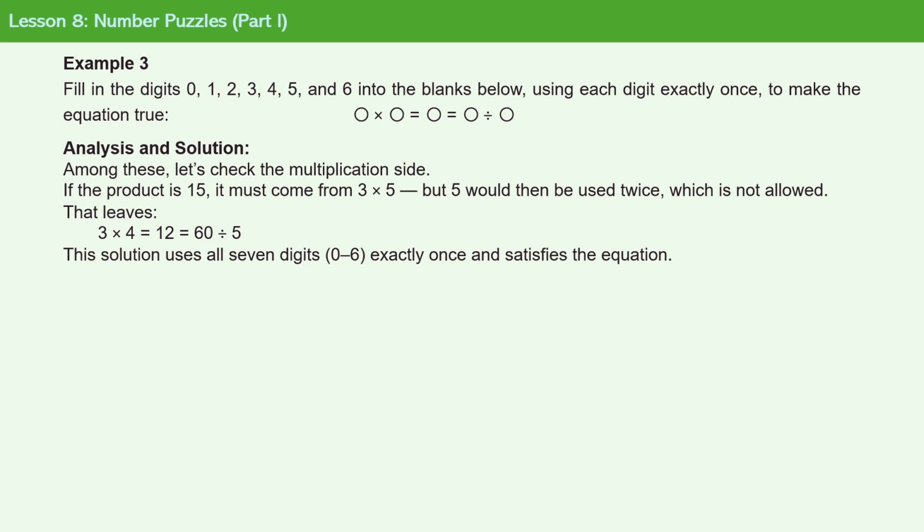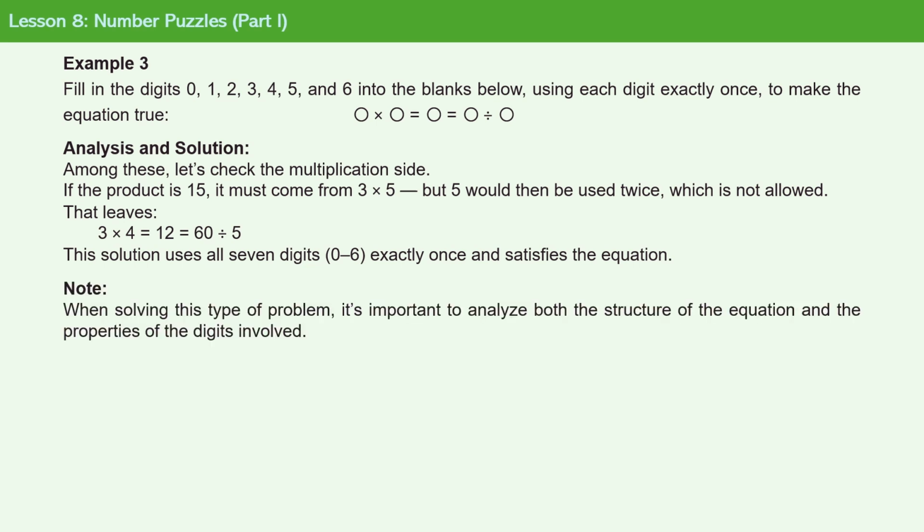Among these, let's check the multiplication side. If the product is 15, it must come from 3 times 5, but 5 would then be used twice, which is not allowed. That leaves 3 times 4 equals 12 equals 60 divided by 5. This solution uses all 7 digits exactly once and satisfies the equation. When solving this type of problem, it's important to analyze both the structure of the equation and the properties of the digits involved.